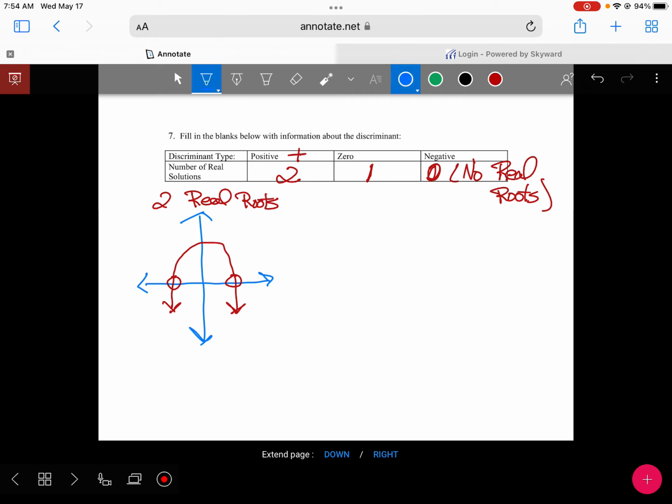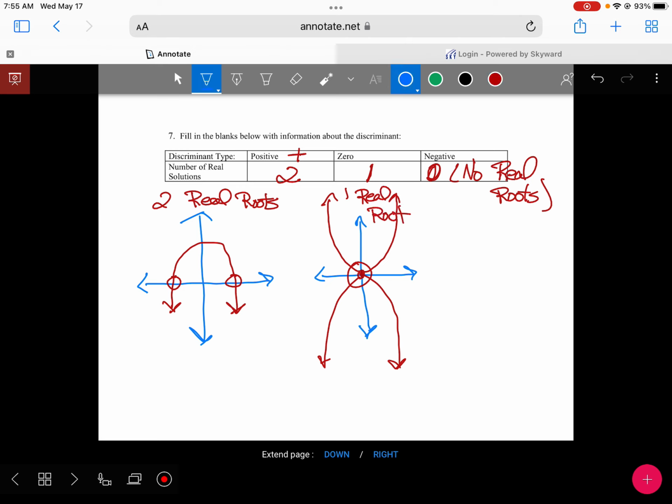Okay? If I have a discriminant of 0, I have 1 real root. What's that going to look like? Okay, yeah, it's only going to hit or intersect with the x-axis in one place. Now, it could be moved all the way to the right. It could be moved all the way to the left. It could even be upside down. But it's only going to hit in one spot for 1 real root.